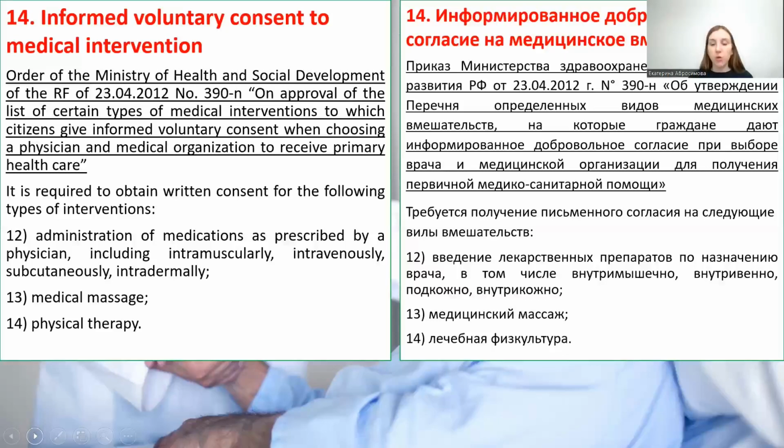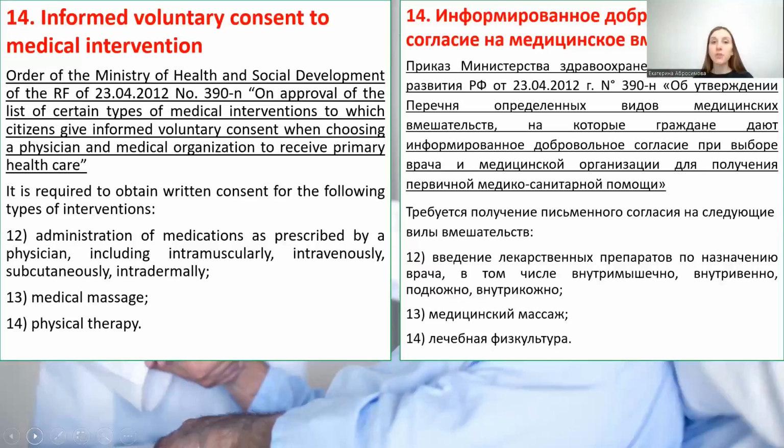In addition to this order, the order of the Ministry of Health of the Russian Federation dated the 20th of December 2012 was adopted, approving the procedure for giving informed voluntary consent to medical intervention and refusal of medical intervention in relation to certain types of medical interventions, and also forms of informed voluntary consent to medical interventions and forms of refusal of medical intervention. The order establishes the requirement that when choosing a physician and a medical organization, citizens or their legal representatives must give IVC for medical intervention. The forms of informed consent to medical intervention and refusal of intervention are given in this order.